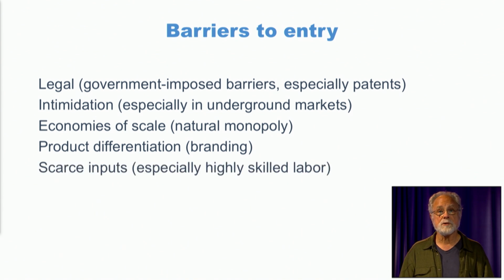Scarce inputs are another source of barriers to entry. The most important of these is highly skilled labor. So you could imagine, for instance, a professional sports team or a legal firm that had high-powered lawyers where it was difficult for others to compete because they didn't have access to the same talent pool. If the talent pool is limited, that can be a source of monopoly power. Similarly, if there's a particular natural resource which is indispensable for the production of something, and there's a particular company that monopolizes that resource, then they monopolize the product as well.